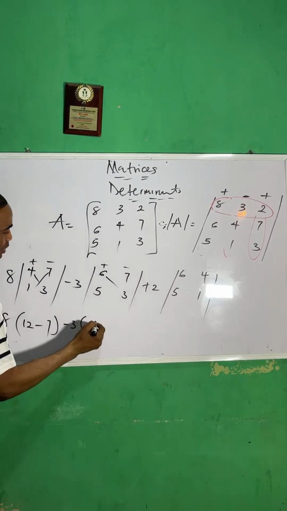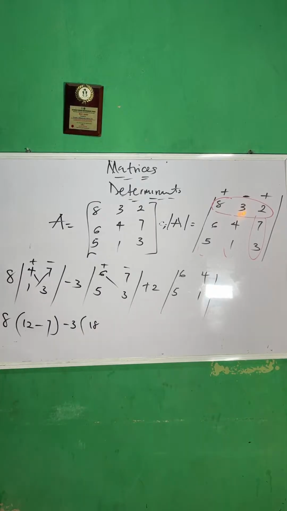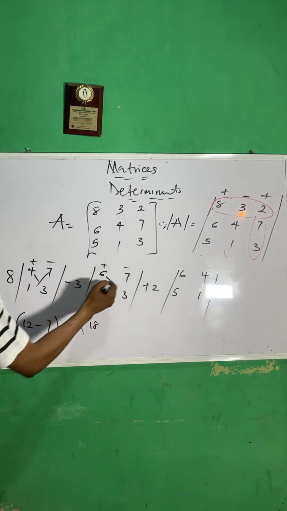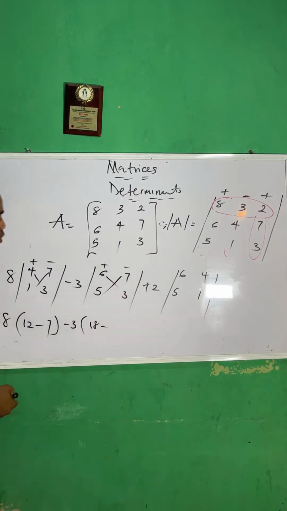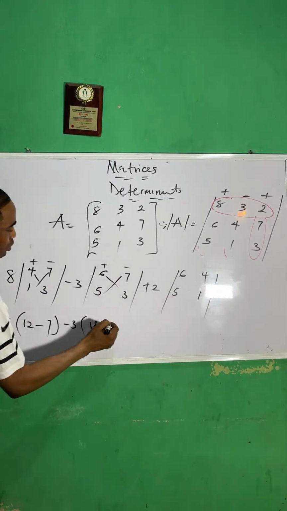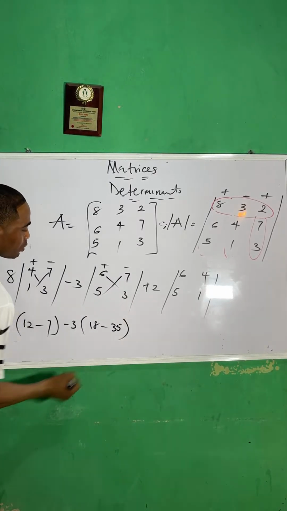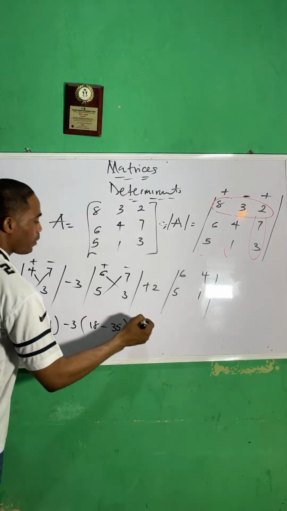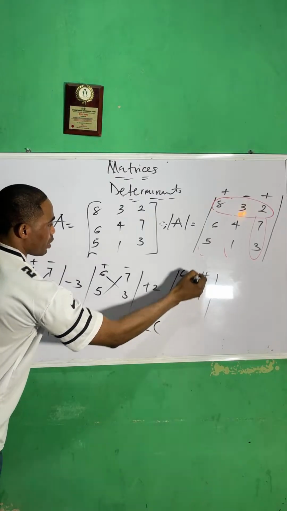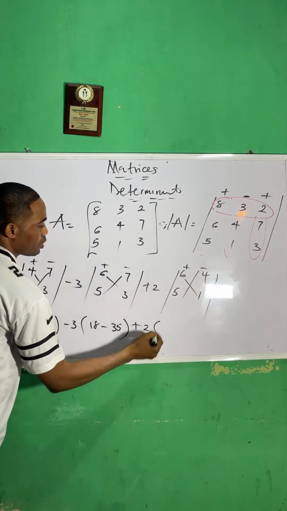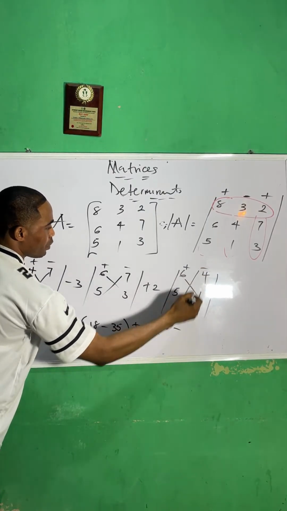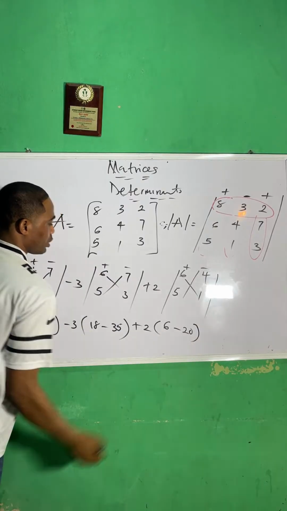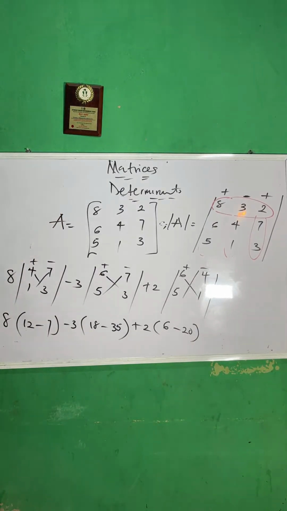is going to give me 18. Then you have minus. You have 7 times 5. That's going to give me 35. Then plus. You have another one here. 2. 6 times 1 plus minus. 6 times 1 will give us 6. Minus 4 times 5 will give me 20. Can you see?